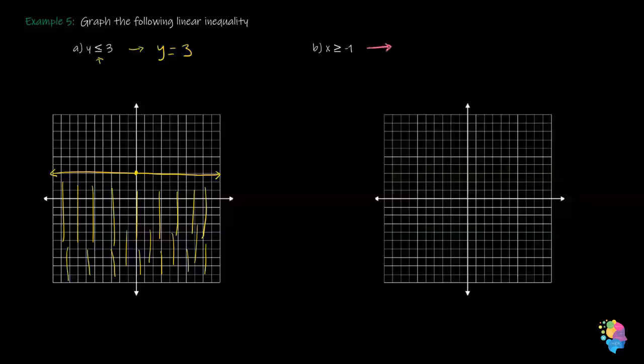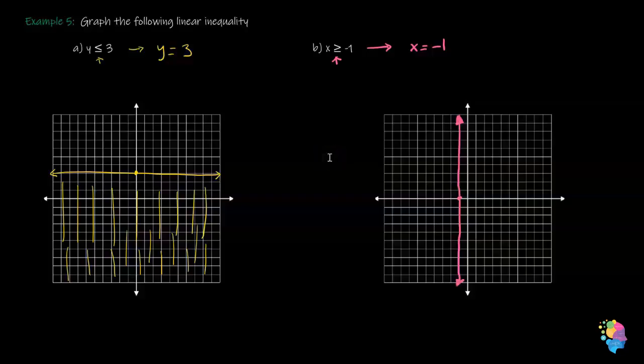So then the equation becomes x is equal to negative 1. Once more, we locate where x is equal to negative 1, and that's right here. And since we are only given an x, this becomes a vertical line. We check the inequality to see if it's dashed or solid, and since it has that equal to, we're going to make a vertical line that is solid.